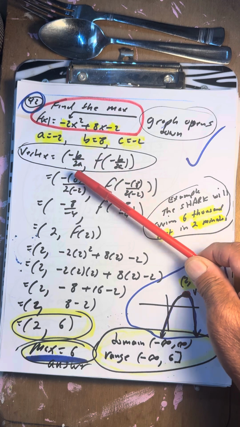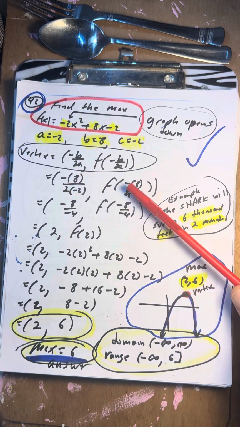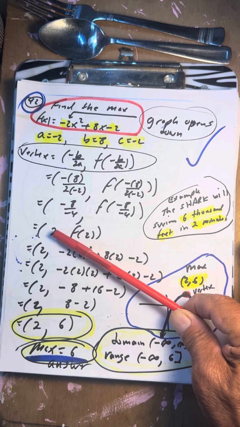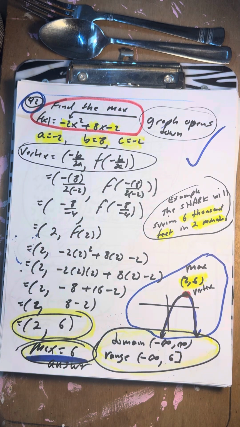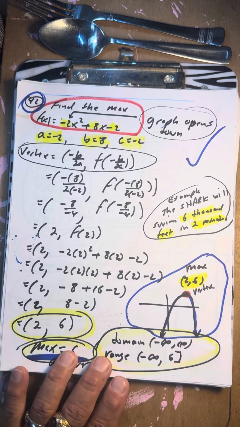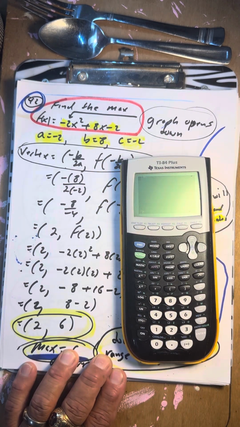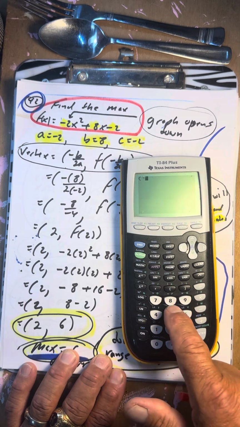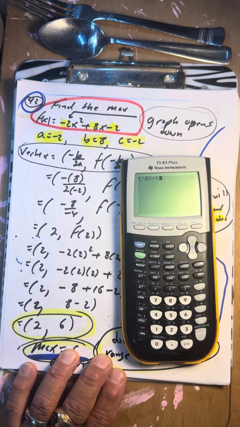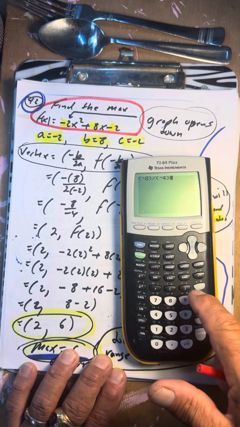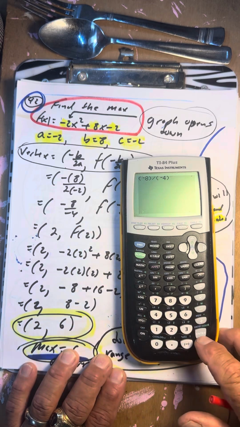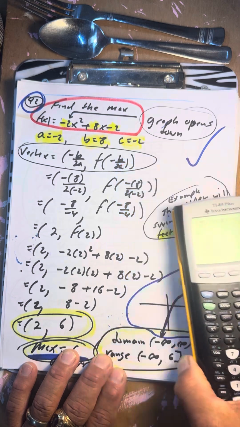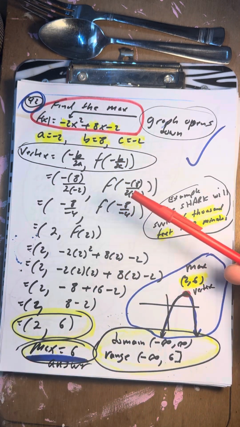Negative of b, negative of 8 over 2 times -2. Negative by negative is a positive. Right? No, you don't know that? Okay, fine. Let me show you how to do that. Negative 8 divided by negative 4. Negative by negative, oh, it's a positive 2. Hey, you can use a graphing calculator. It'll help. So now we have 2 and f of 2.